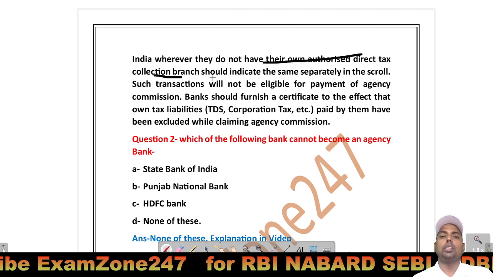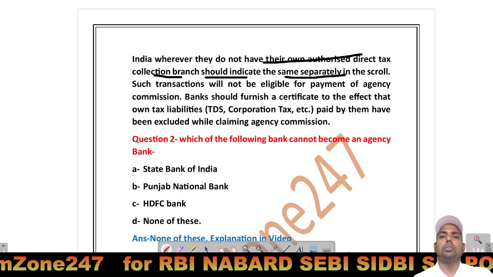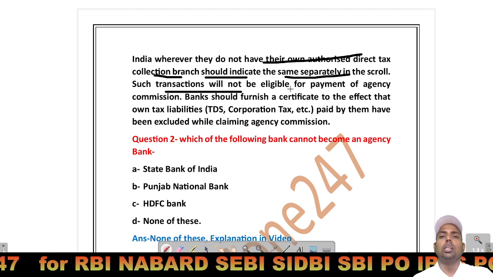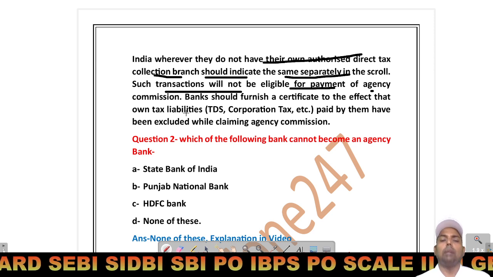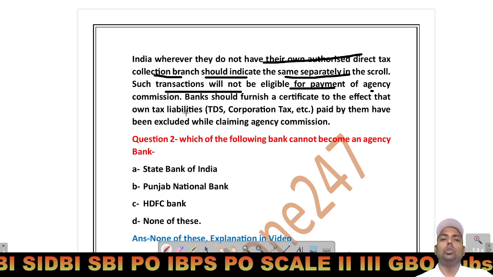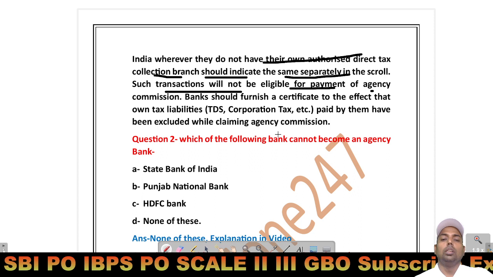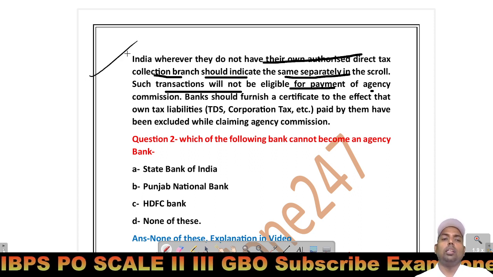Unauthorized direct commission collection, branch should indicate same separately in scroll. Such transaction should not be eligible for agency commission. तो ये आपको याद रखना है. यू विल हैव टू लर्न. फर्दर ये इम्पोर्टेंट ये नहीं है.